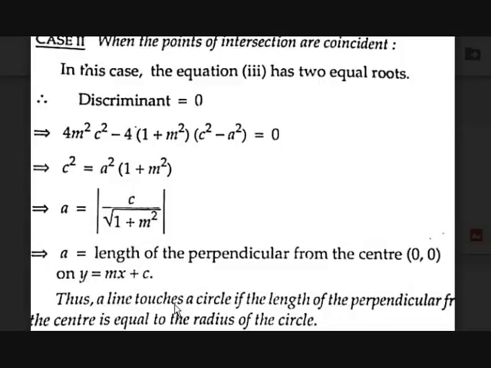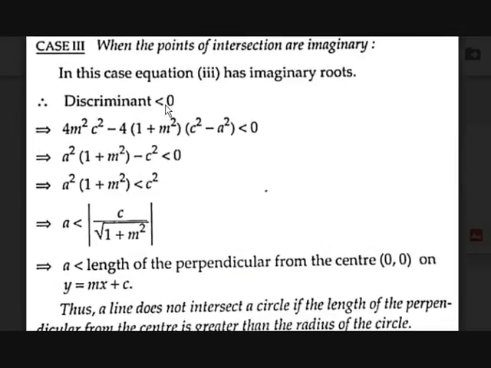Thus, a line touches a circle if the length of the perpendicular from the center is equal to the radius of the circle. Now the discriminant should be less than 0. 4m square c square minus 4 into (1 plus m square) into (c square minus a square) is less than 0. So a square into (1 plus m square) minus c square is less than 0. a square into (1 plus m square) is less than c square. So a is less than modulus of c by root of 1 plus m square. From that, the length of the perpendicular from the center should be greater than the radius, or the radius should be less than the length of the perpendicular.